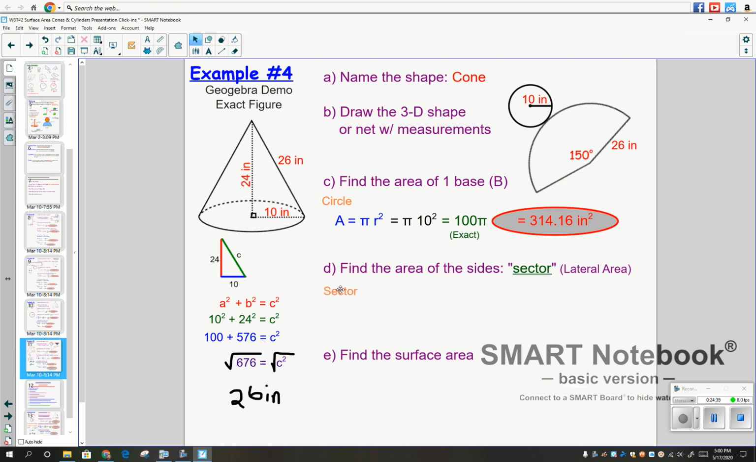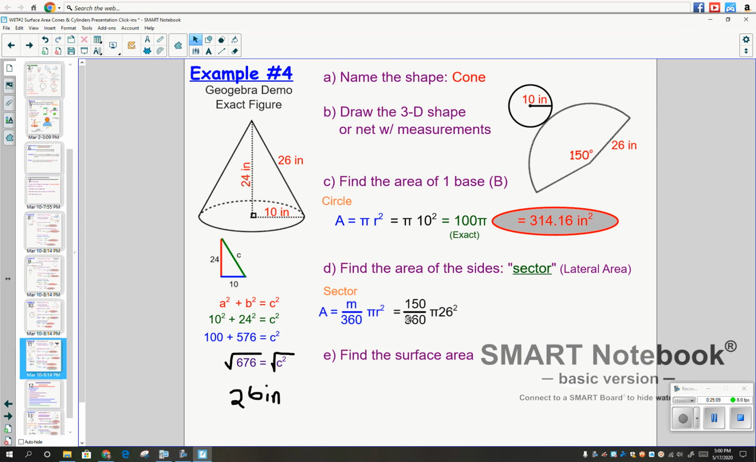Now let's find the sides. Well, the sides is the sector. It's a partial circle. So to find what part of the circle, I'm going to use the fraction m over 360. What's the measure of the arc in degrees, or the central angle? Yeah, it's 150 degrees. So it's 150 divided by 360 times pi times the radius of the sector. The radius of the sector is 26 inches.